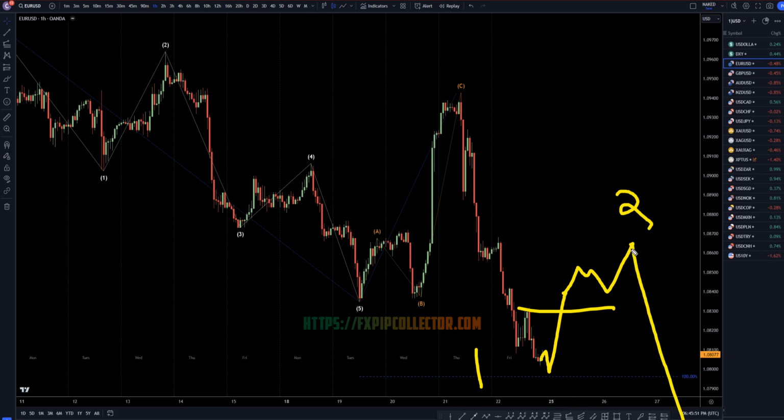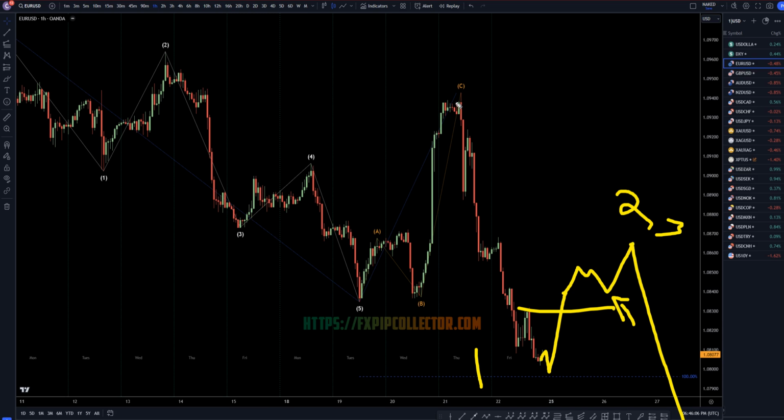Now, just in case it does continue the uptrend, I will be looking to get long at the end of this wave B or 2 for the continuation. It's either going to be a 3 of 2 or a C of 2. So either way, we should better recognize it.